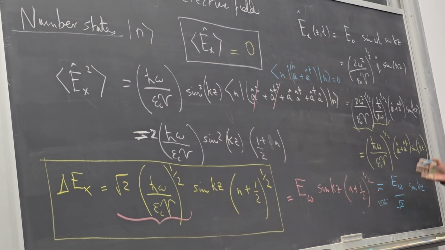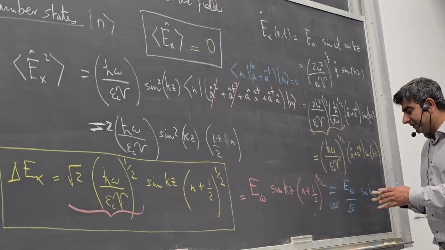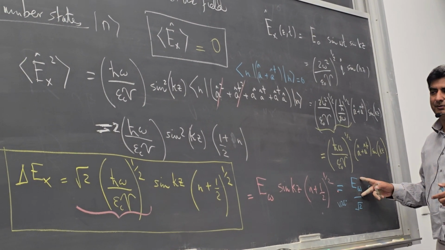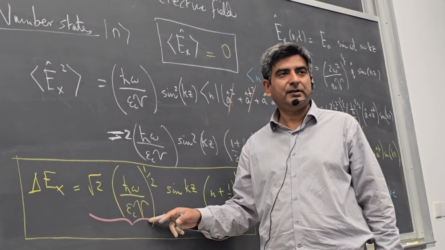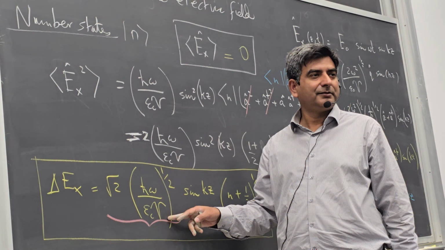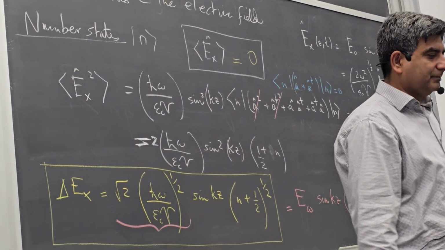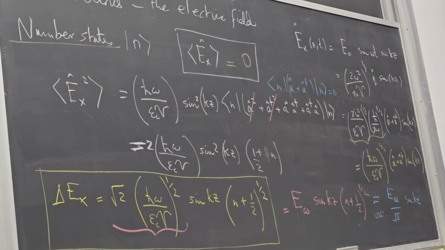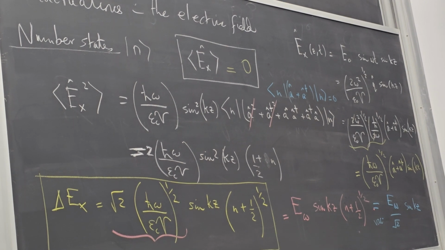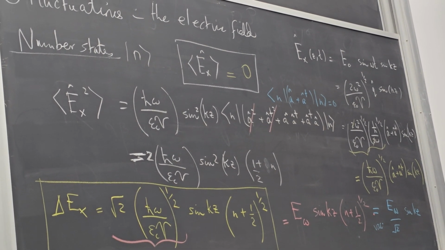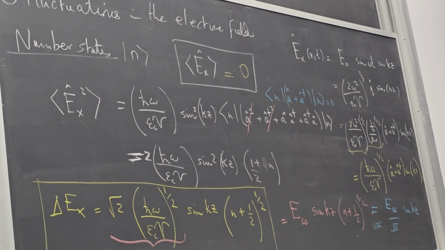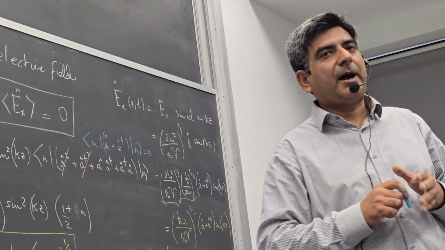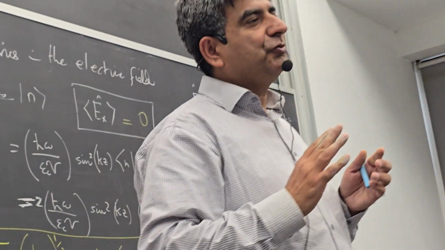So vacuum has some zero point energy, which really means that there are fluctuations in the electric field. Those fluctuations are proportional to E omega, to this term, h bar omega over epsilon naught V. Alright? What do we mean by fluctuation? Fluctuation means that the average electric field is zero, but there is noise in the electric field, which we call shot noise. And its energy is not zero; it is h bar omega over 2.